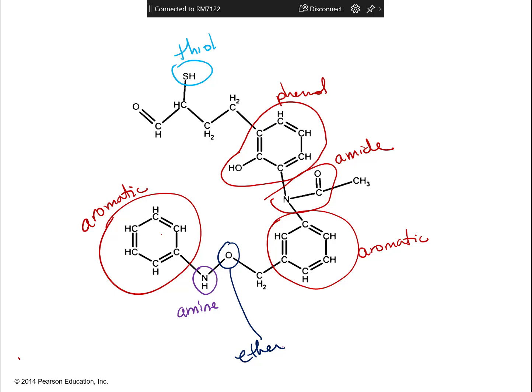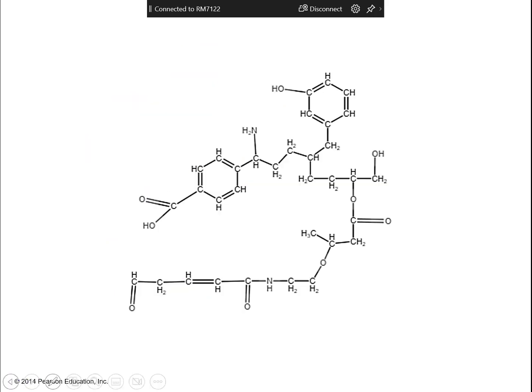I see one more. It's not a ketone because it would be in the middle of the chain. So that double bond oxygen would need to be right here. It's an aldehyde because aldehydes are always on the end. Good. All right. So there's one more. I'm going to skip that one and we'll practice that one first thing next time.